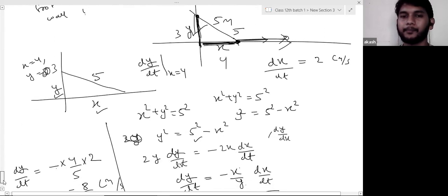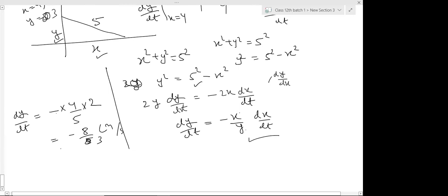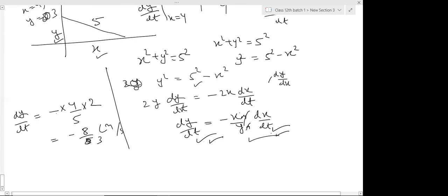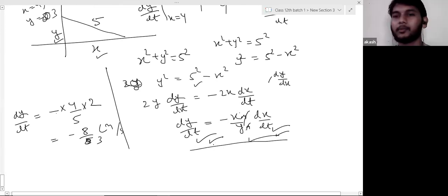Because it's given 4 meters away from the wall, this meter and meter will be canceling out, so no need to do anything. So dx by dt, we have the same units. You have studied units and dimensions, right? So this is a dimensionally correct statement. You don't have to change the dimensions. This is centimeter per second, this is meter, this is meter, so meter is cancelled. We don't have to convert anything.